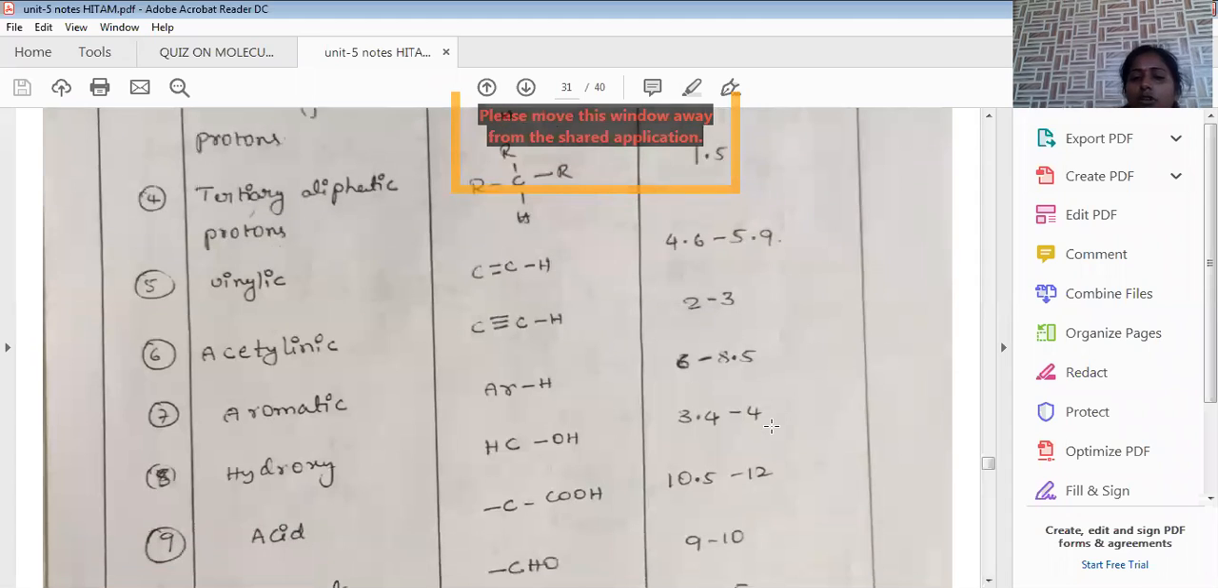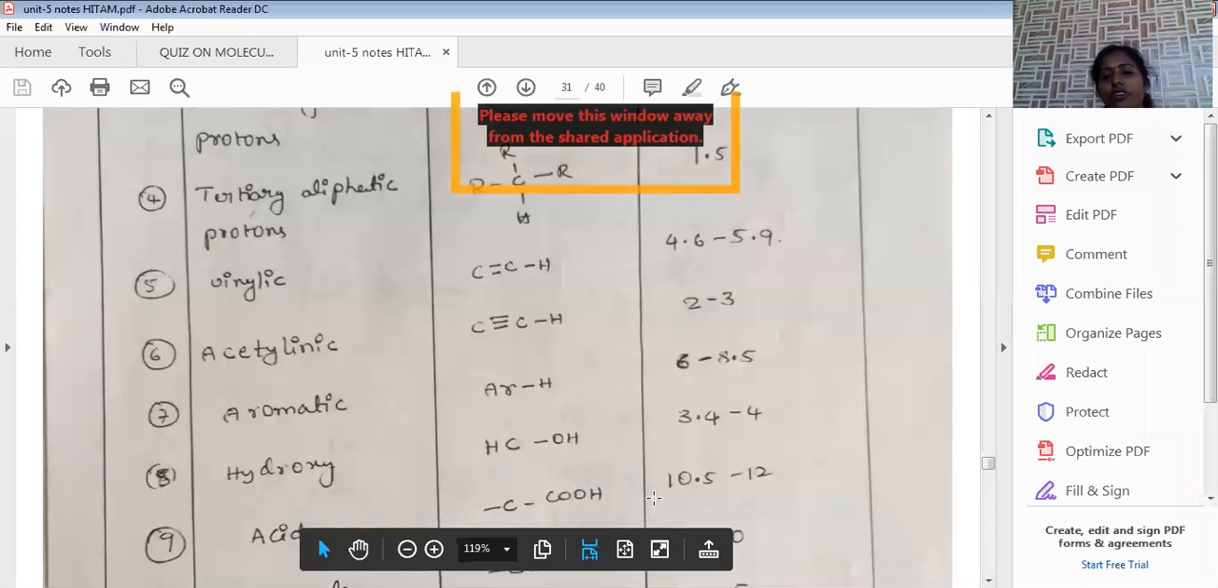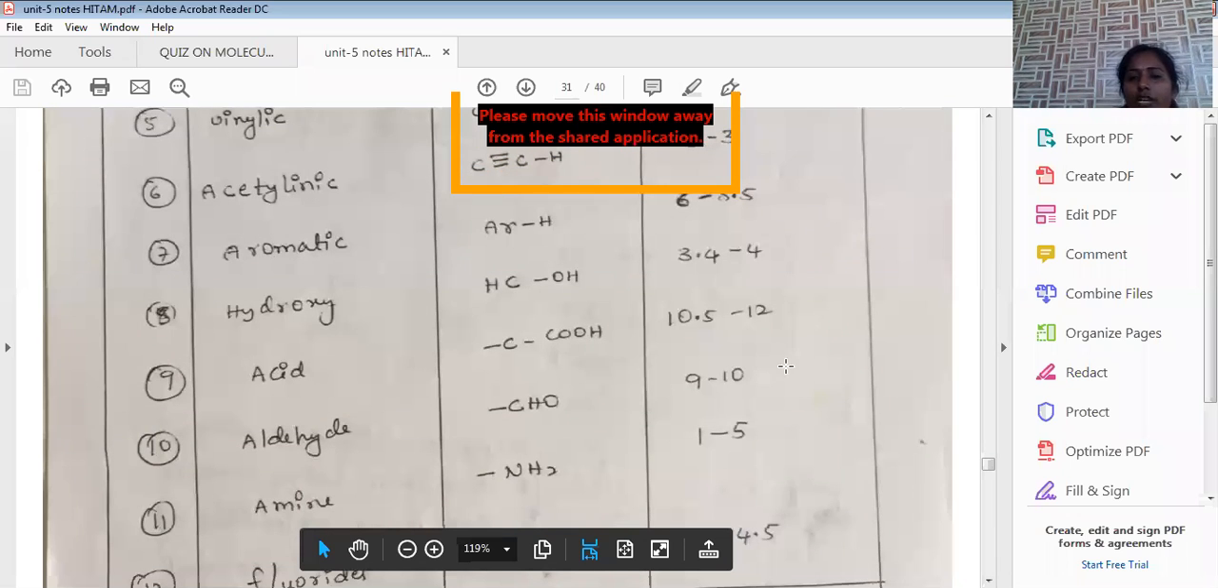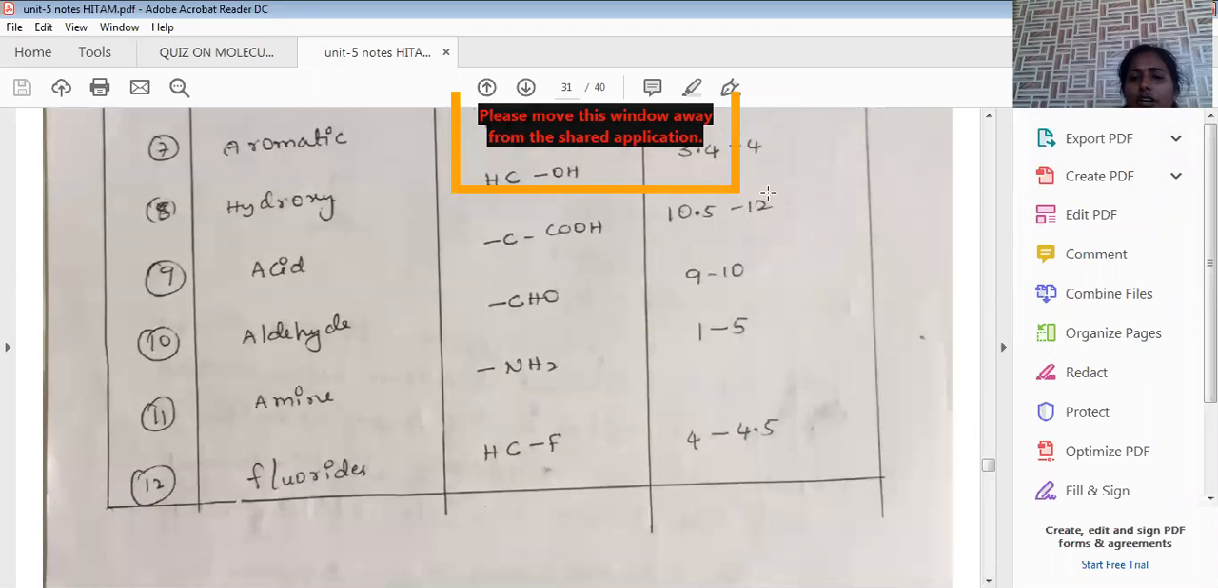When a hydroxy group is there, it will give the peak at 3.4 to 4. Okay. If we get the signal in the range of 4, that indicates an OH group is there. COOH will give the peak at maximum downfield, that is at 10. Around 10 ppm, if the peak is there, that indicates COOH. Aldehyde will give the peak in the range of 9 to 10 ppm. If a 9 to 10 ppm peak is there, that indicates an aldehyde group is there.